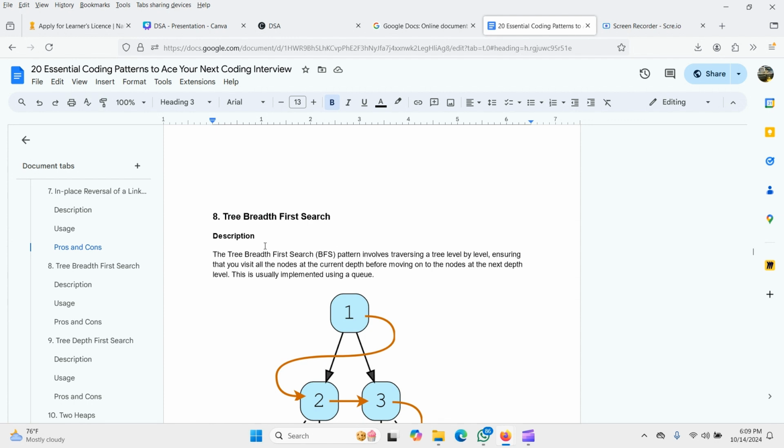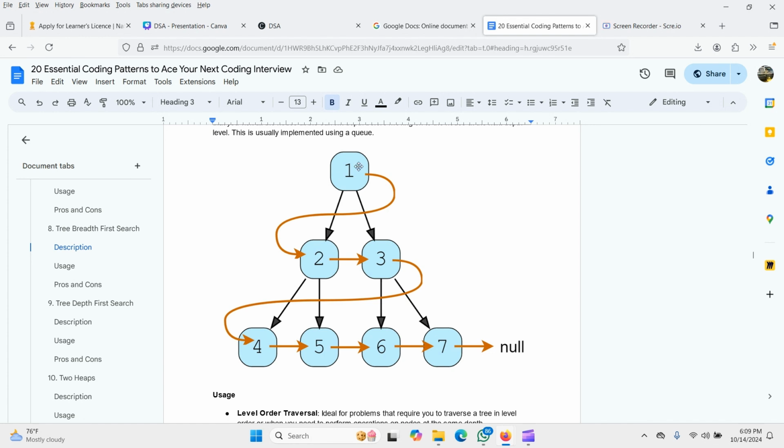Our next design pattern is tree breadth-first search. The tree BFS pattern involves traversing a tree level by level, ensuring that you visit all the nodes at the current depth before moving on to the nodes of the next depth level. This is usually implemented using a queue data structure.